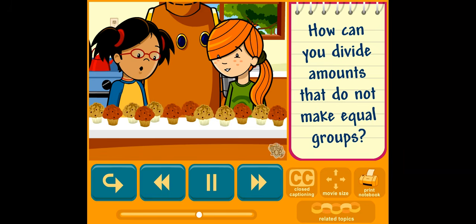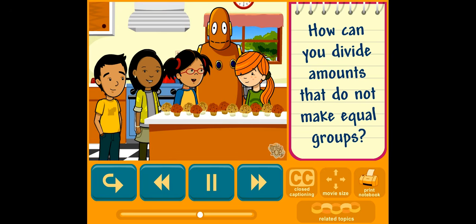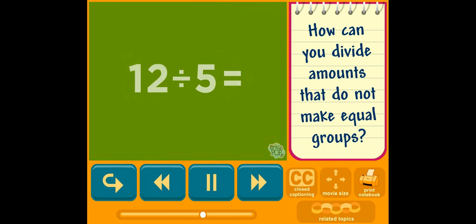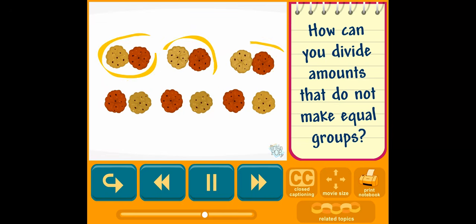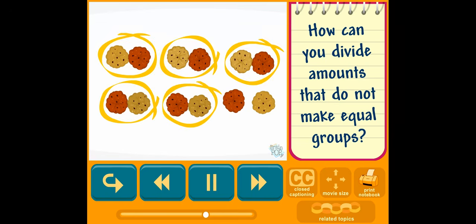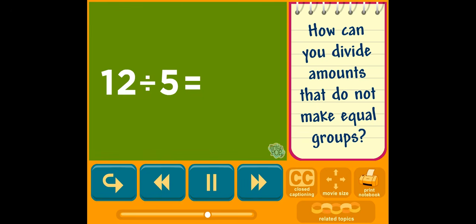We have 12 muffins for 5 people. How many muffins do we get each? How many are left over? Write a division sentence to solve. We can make 5 equal groups of 2. There are 2 muffins left over. 12 divided by 5 is equal to 2 remainder 2.